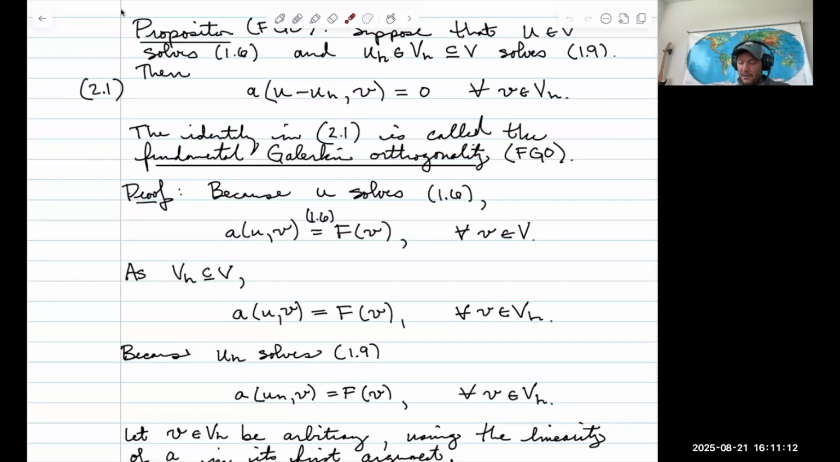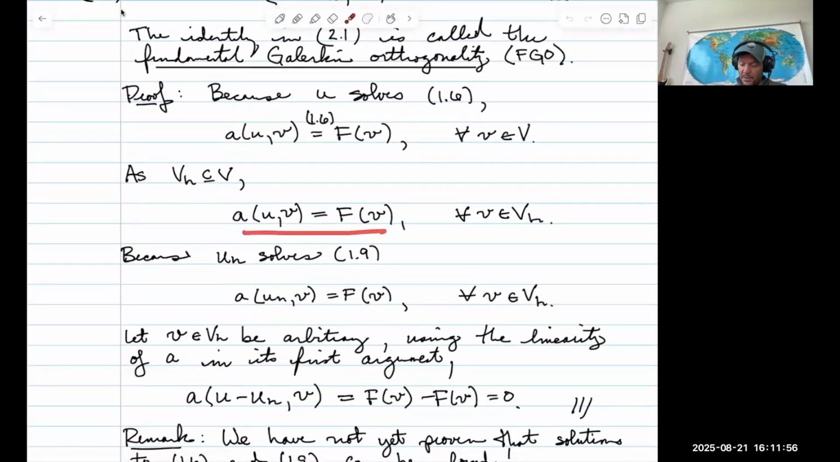Because U solves 1.6, we can write this. But now this is true for every V in the space capital V. But VH is a subspace of V. So what do we do in that case? Well, that means that I can replace this test function by restricting it to this smaller set. So for example, it must be true that this is satisfied for every V in VH as well, because VH is a subspace, actually a subset, but a subspace of V. Okay, so that's one thing we're going to put in our pocket.